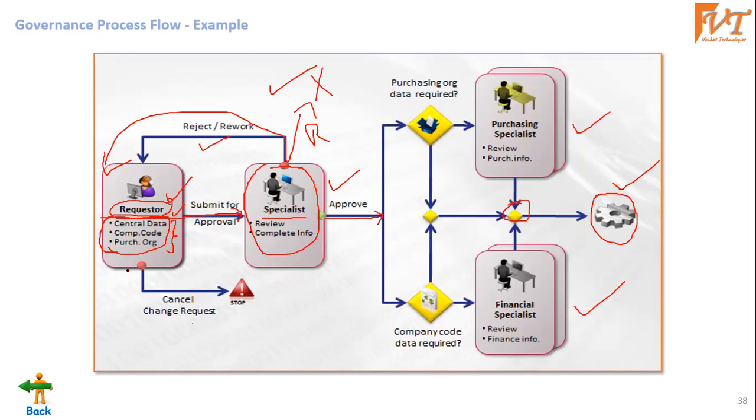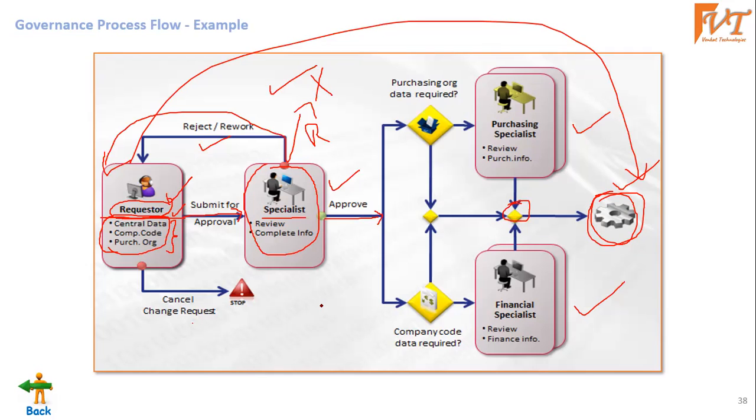So this is how the MDG governance process works. Data is governed. It won't directly go and update into the backend. It will go through certain levels of approvals. Everyone will review and validate the data at different levels, and then finally it will get approved.